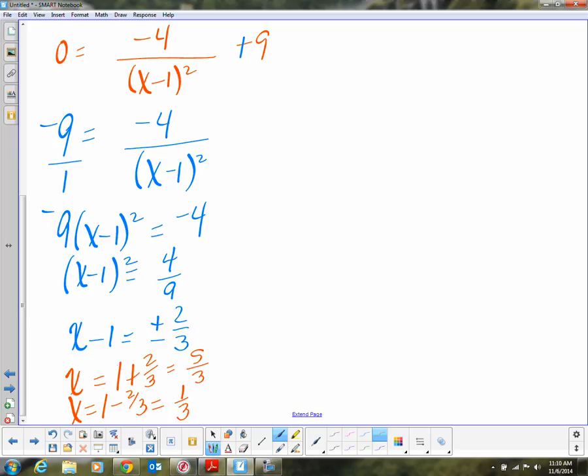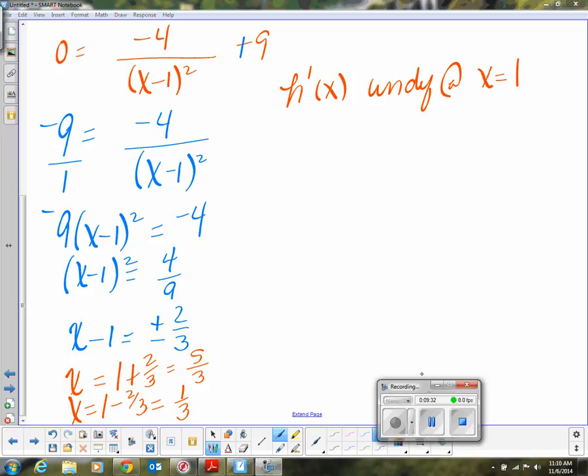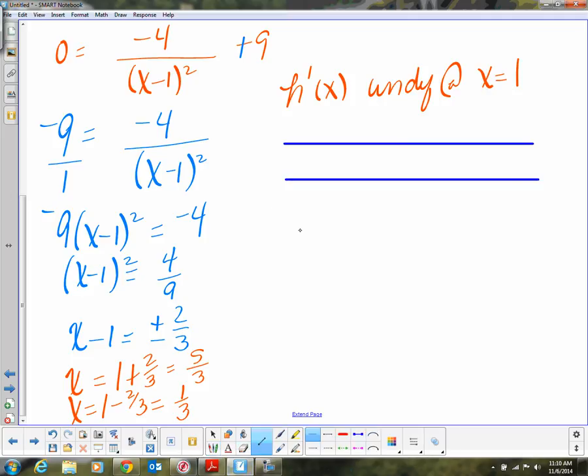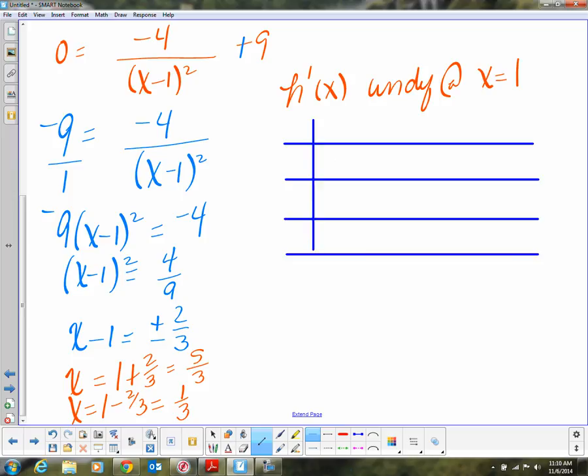Now, where is this derivative? Undefined. X equal 1. All right, is it a critical number? No, it's not a critical number, but does it go in your table? Yes, it does. Must go in the table because it is an asymptote. And I like to dot it to help me remember that that is an asymptote.